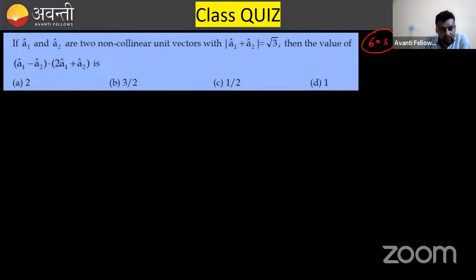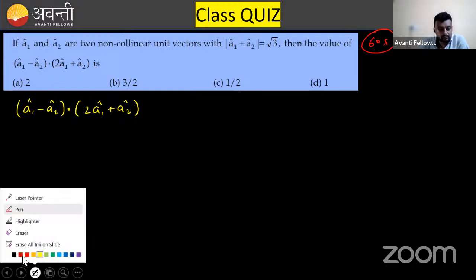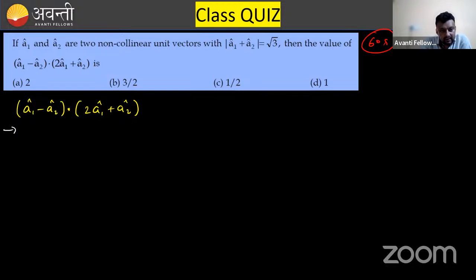They are asking the value of A1 minus A2 dot product with 2A1 plus A2. This is the dot product symbol, so I am just doing the dot product here. If you do the dot product, what will you get? For A1, I am multiplying here, so it will be 2A1 dot A1 plus A1 dot A2.